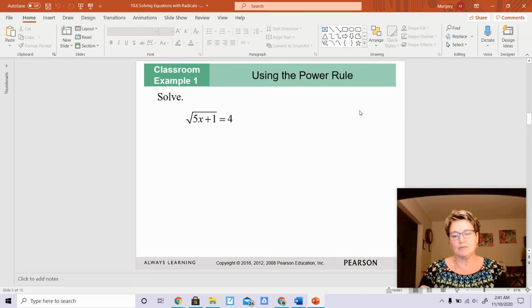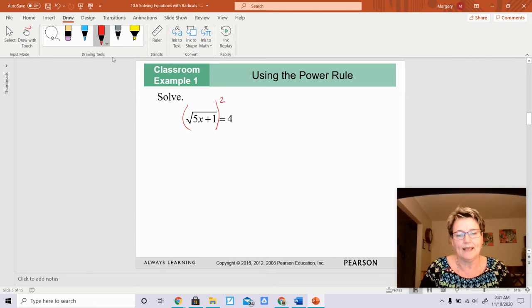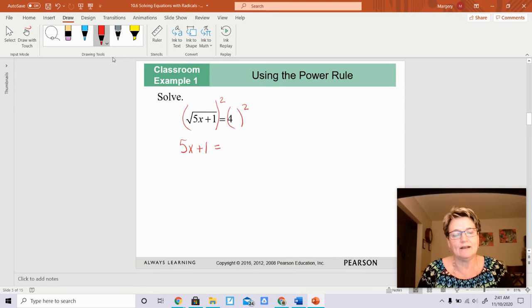So on this problem right here, my goal is to get rid of the square root. So by getting rid of the square root, I am going to square both sides. So I'm going to square this side, and I'm going to square this side. By squaring both sides, it gets rid of the radical. So here, whatever's under the radical comes out, equals, on this side, 4 squared is 16.